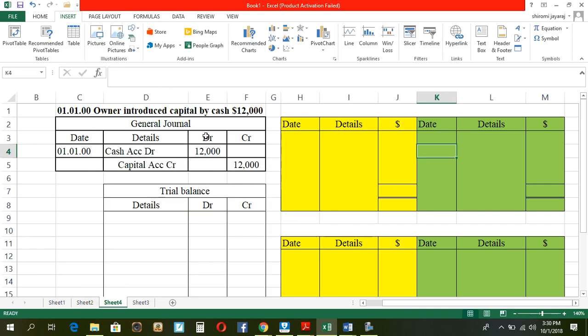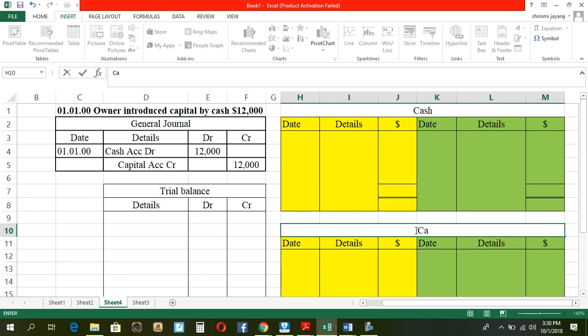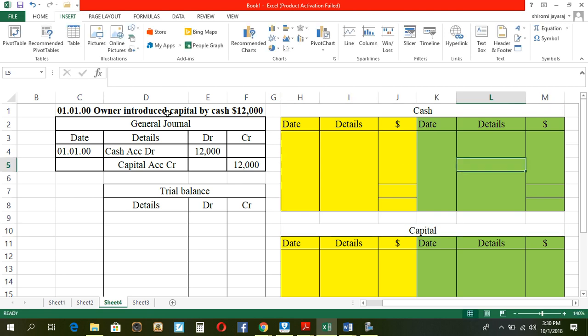Now, what are the two ledgers that you have to open as per this question? Any guessing? You have to open a cash account. Very good. And what else do you have to open? One is cash account, another one is? Capital account. Got it? Right.